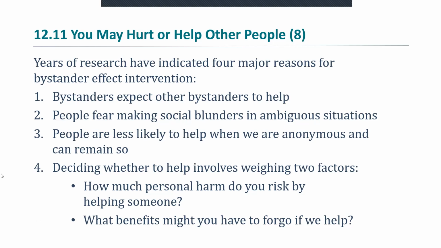Number 3 is people are less likely to help when we are anonymous and can remain so. So the more anonymous you feel, the less likely you are to help. For instance, let's say I'm with somebody that knows me. Maybe my wife and I are out, and I see somebody that needs help. I'm not completely anonymous because I know she's here with me. I better help, so she thinks more highly of me. But if I'm by myself, I'm more anonymous.